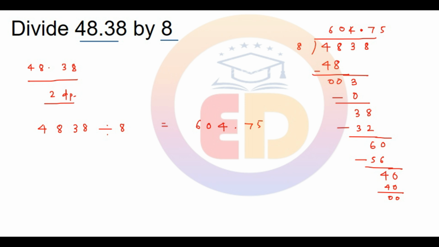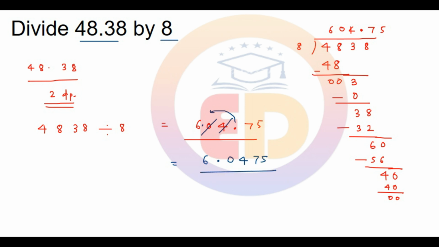Now this answer is already in a decimal number, but remember our original number had 2 decimal places, so I had to give this number another 2 decimal places, and to give this number another 2 decimal places, move the decimal point 2 places to the left. 1, 2. My decimal point will come here. Our answer will be 6.0475.